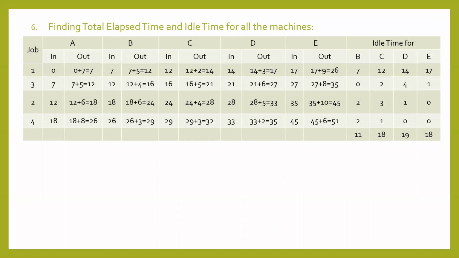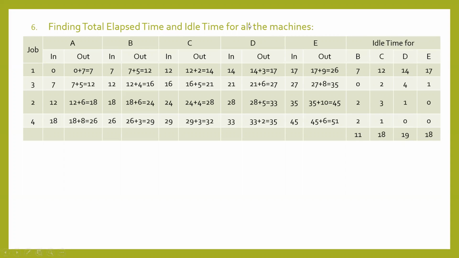Now, as you know, this is my optimal sequence, 1, 3, 2, and 4. For each machine up to E, I have the in and the out, and I have calculated the idle time for B, C, D, and E here. Now that is not the final idle time. I have to further go ahead and do some other calculations as well.